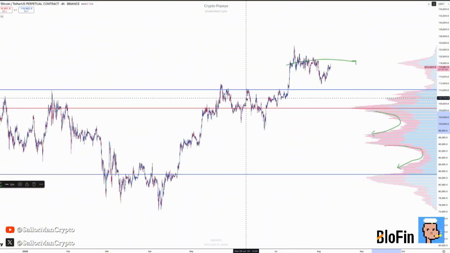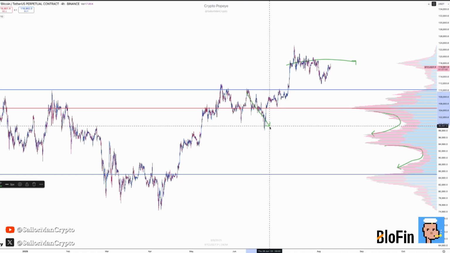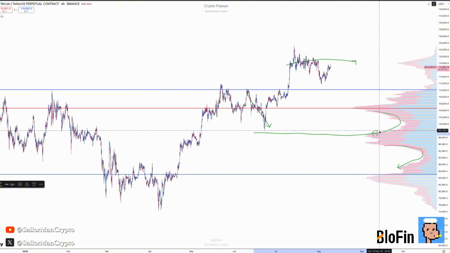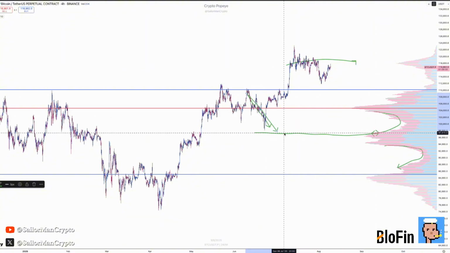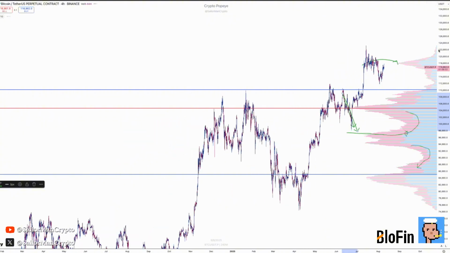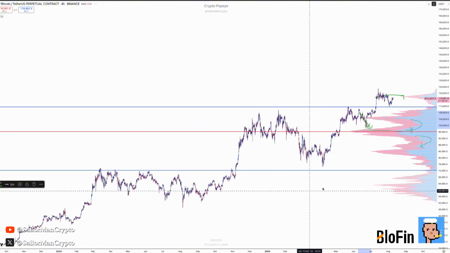As you can see, it is happening here. We had the drop exactly above this node. So this vacuum here was filled quickly because there was not much support and resistance. I don't know if I can find something else bigger.